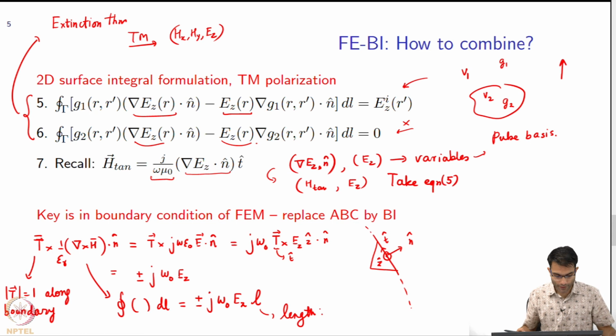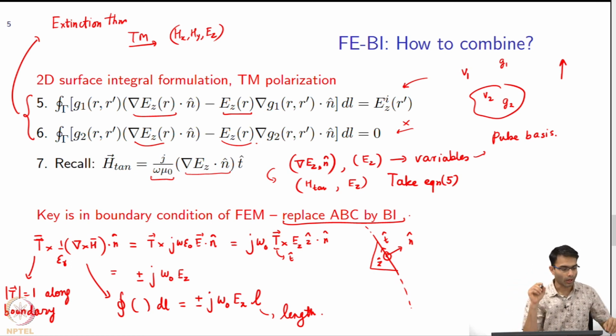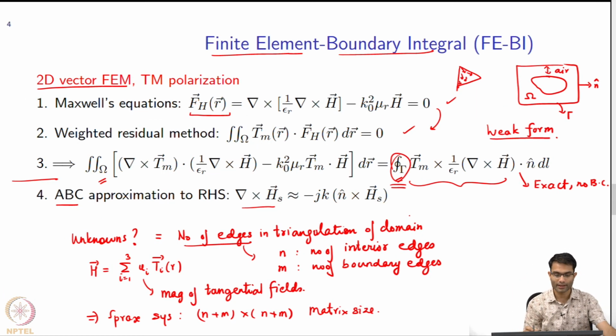Okay. So this is the key of what I am saying, replacing the absorbing boundary condition by a boundary integral. Now, what I have done is this FEM equation over here, equation 3, the left hand side is the entire machinery of FEM. Left hand side is what is going to guarantee a sparse matrix for me, and the right hand side term I am now replacing in terms of Ez.